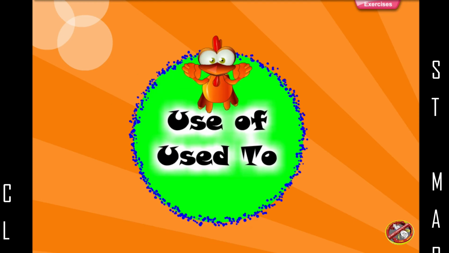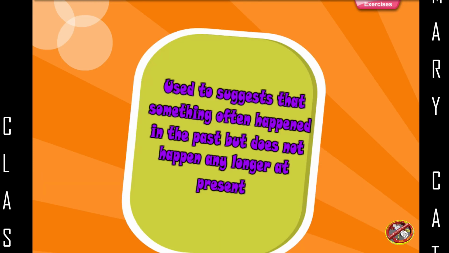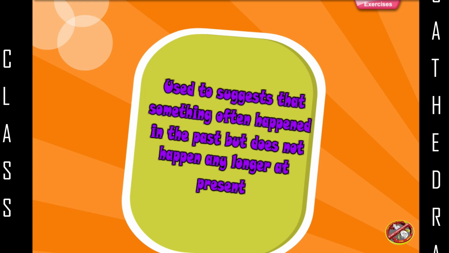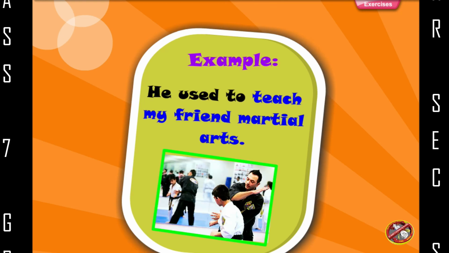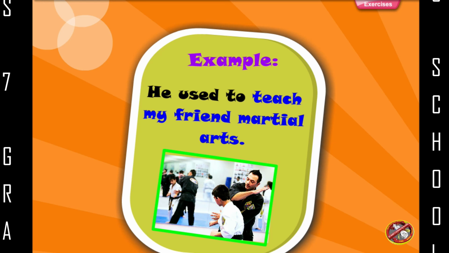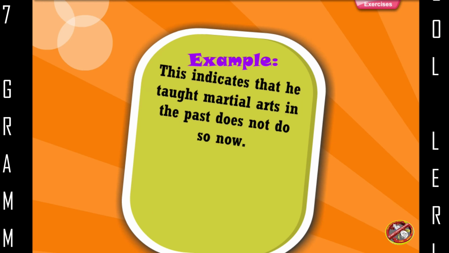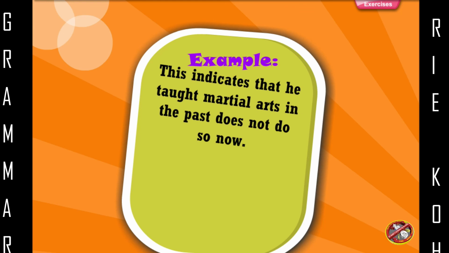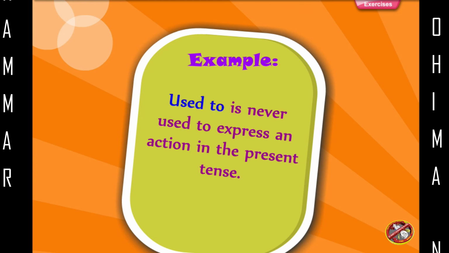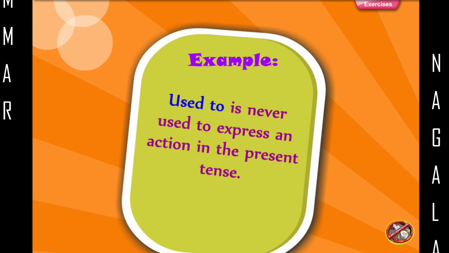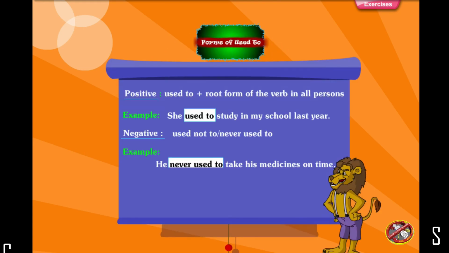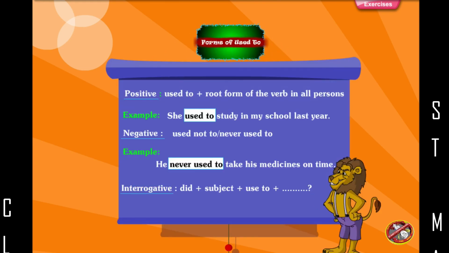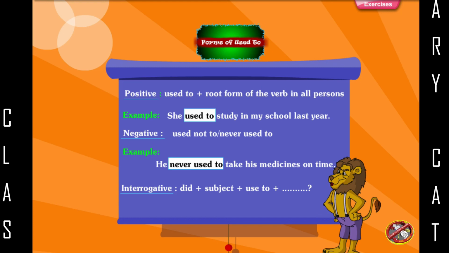Use of used to. Used to suggests that something often happened in the past but does not happen any longer at present. Example: he used to teach my friend martial arts. This indicates that he taught martial arts in the past but does not do so now. Used to is never used to express an action in the present tense. Forms of used to. Positive: used to, plus root form of the verb in all persons. Example: she used to study in my school last year.